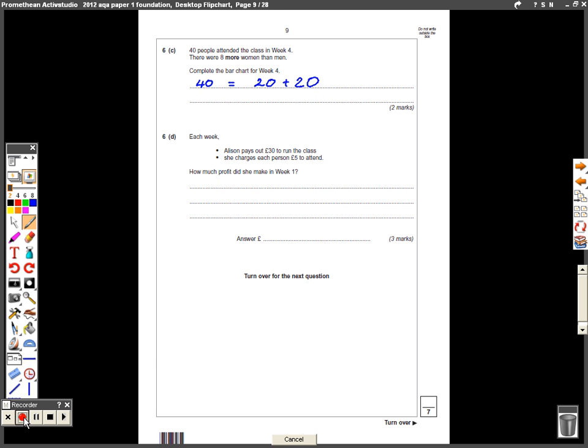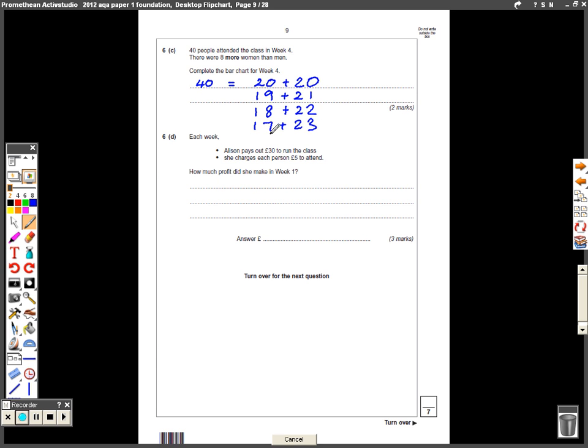If the numbers weren't equal, then we could have 19 and 21. We could have 18 and 22. The total is still 40. We could have 17 and 23. Now it says there were 8 more women than men.